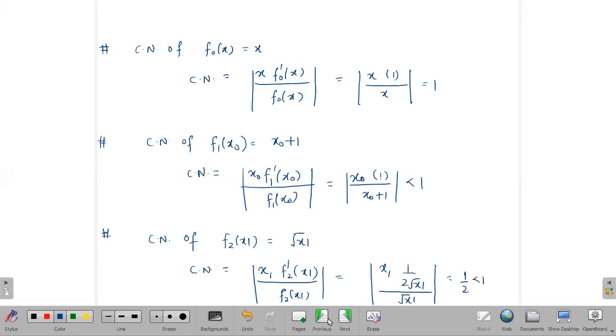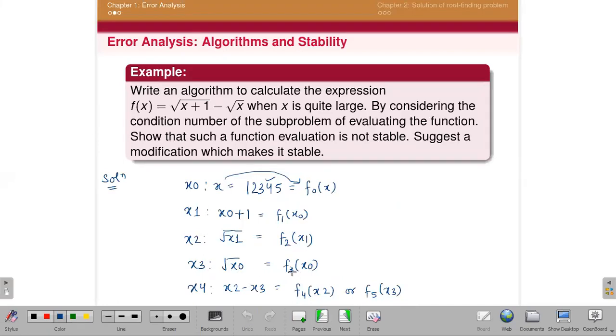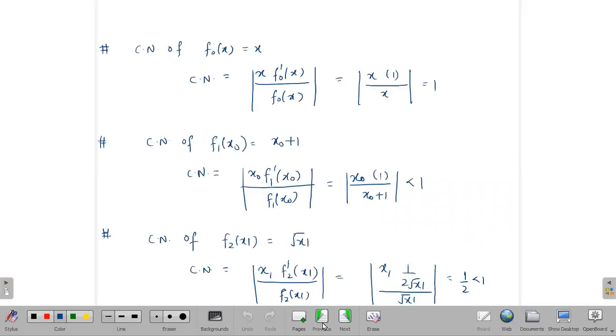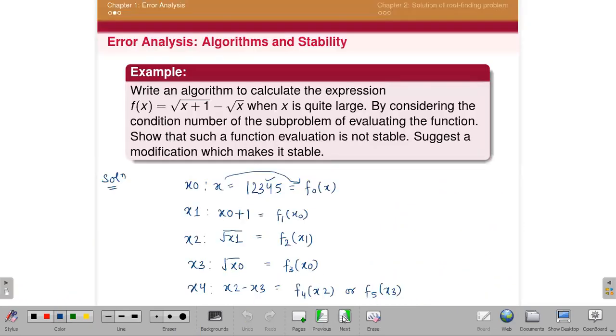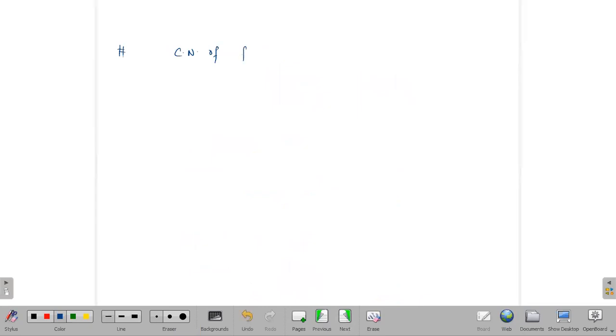So similarly, you can find the condition number at this step also, because only the variable is changed, otherwise the function will be the same. So if you find the condition number at the next step, means f3 at x naught, that is root x naught only. The condition number will be 1 by 2 only. So it is also less than 1.